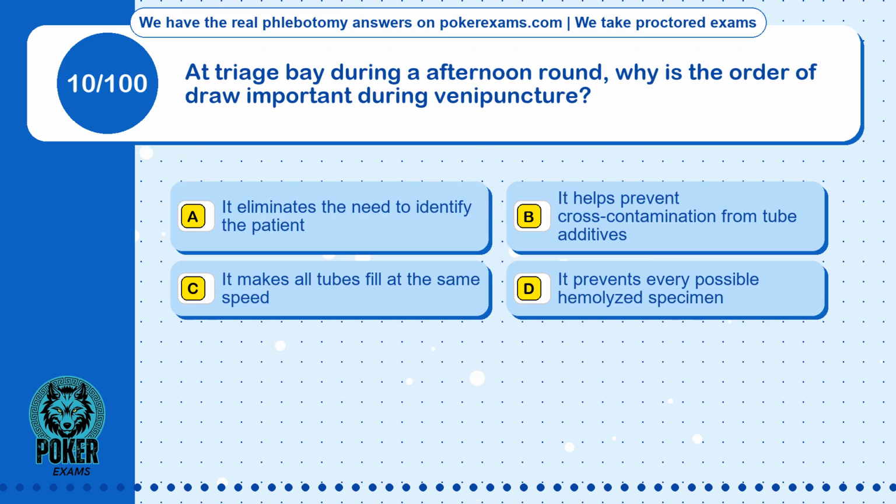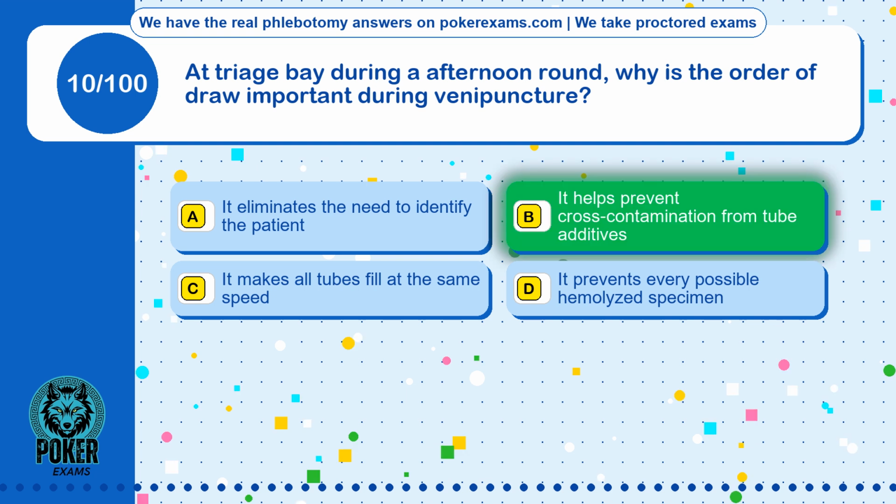Question 10. At triage bay during an afternoon round, why is the order of draw important during venipuncture? Option A. It eliminates the need to identify the patient. Option B. It helps prevent cross-contamination from tube additives. Option C. It makes all tubes fill at the same speed. Option D. It prevents every possible hemolyzed specimen.